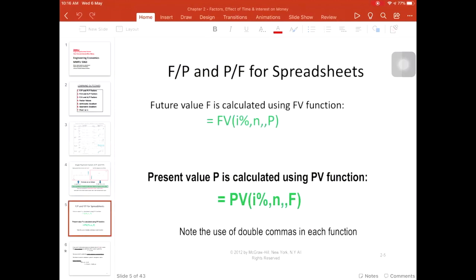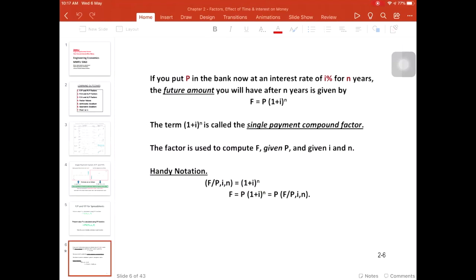Okay, and then this is just to show you the spreadsheet function. I said last Monday that you can use Excel, just key in the formula, and then we will get the answer. So this one I want to discuss in detail. As an example, if you put P, P is the present value, correct?